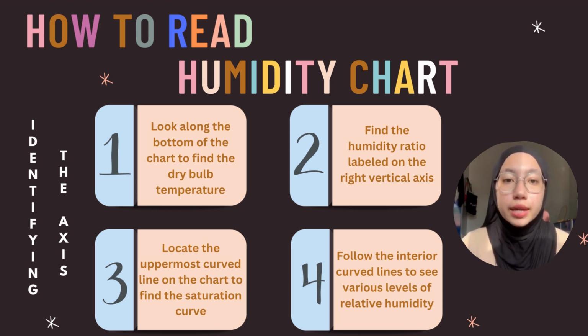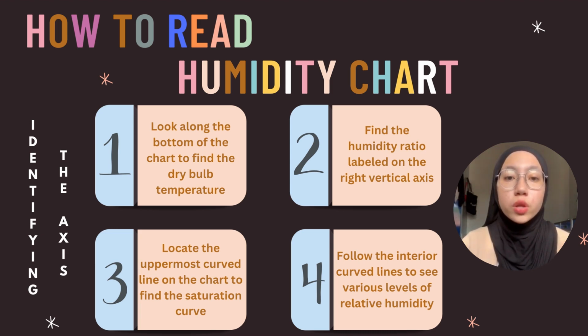Third, locate the uppermost curved line on the chart to find the saturation curve. This curve connects the x and y axis and marks the relationship between temperature and absolute humidity when the relative humidity is 100%. Along these lines, note that the wet bulb temperature and the dew point are always equal to the dry bulb temperature.